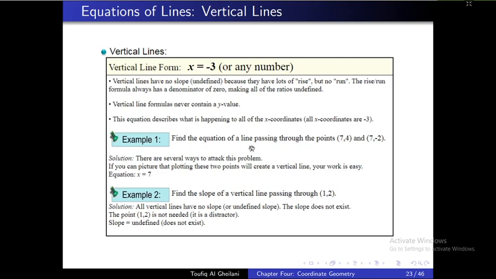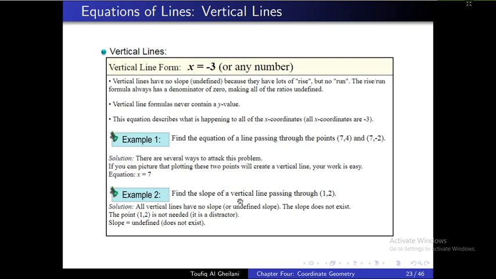Find the equation of a line passing through the points 7, 4 and 7, minus 2. There are several ways to attack this problem. If you can picture plotting these 2 points, we create a vertical line. Your work is easy. The equation is x equals 7.